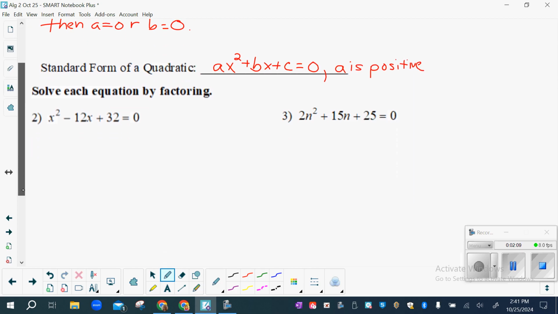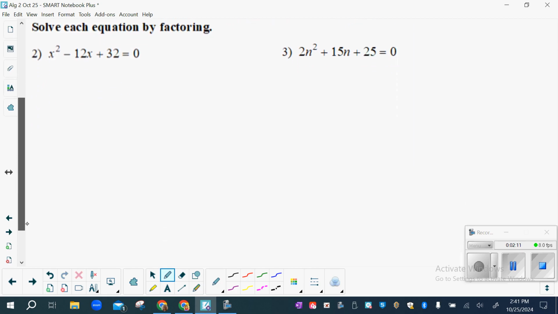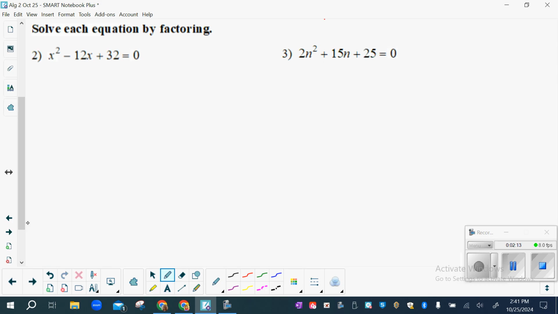Okay, so we're going to solve by factoring today. Is number 2 in standard form? Is it equal to 0? Is it in descending order? It's in descending order. It's got x squared, and then 12x, and then the number. So it's in standard form, and that x squared is positive. So what we want to do is solve by factoring.